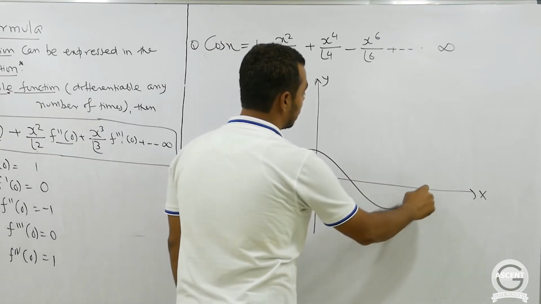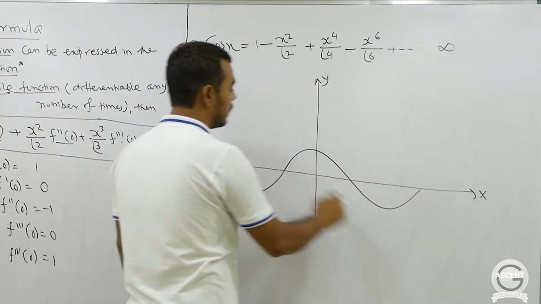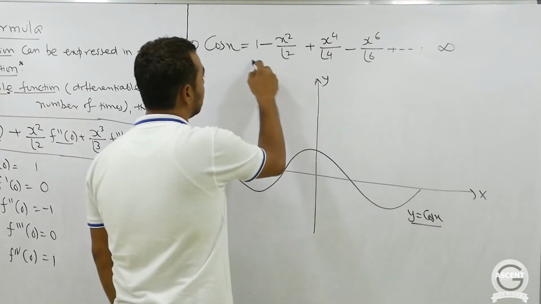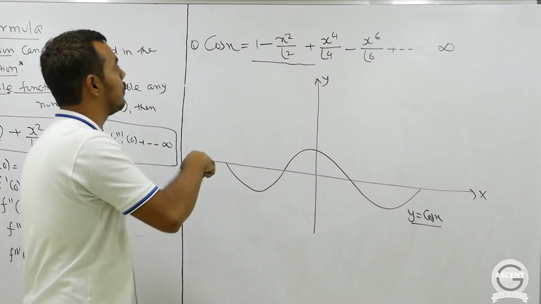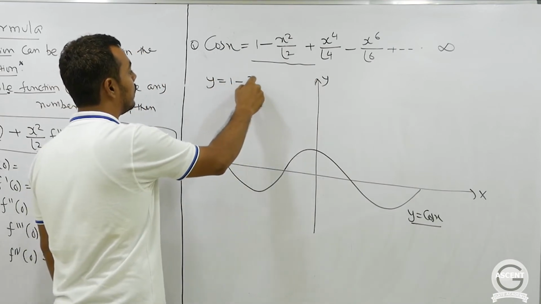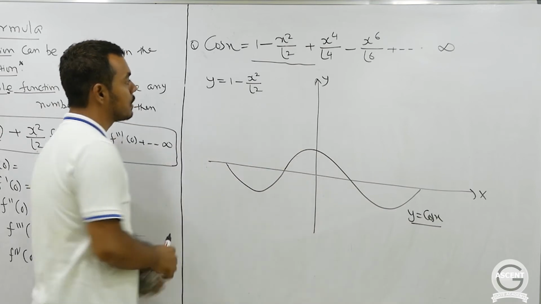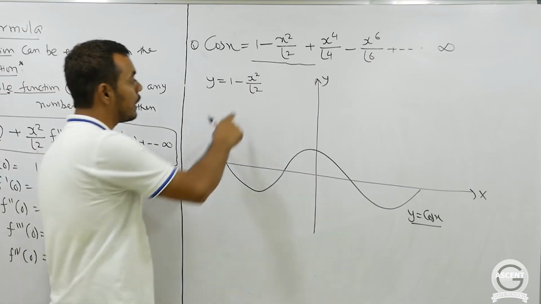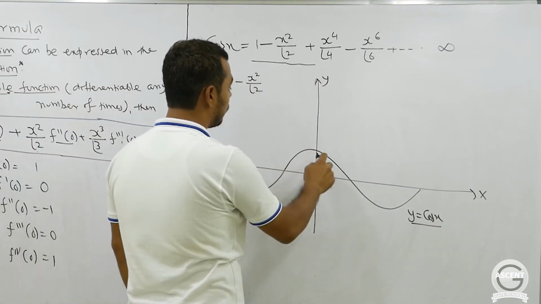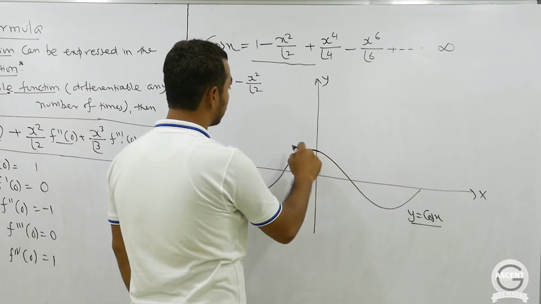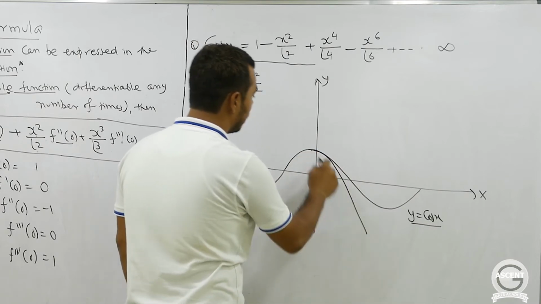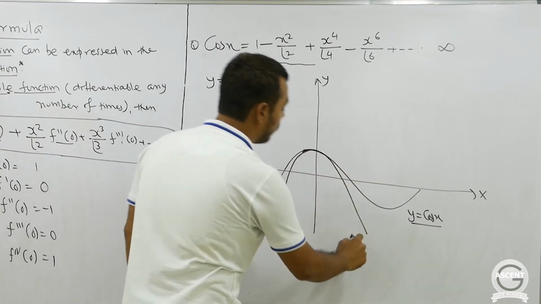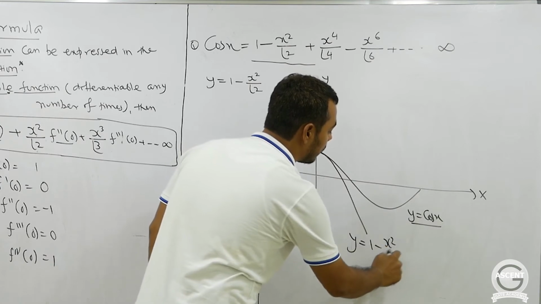The graph of cos x will be a curve symmetric to the y axis because it is an even function. Now if you take only the first two terms on the right hand side, you will get y equals 1 minus x square by 2. The graph of this function will be a downward parabola, something like this. It will start from here. This is your graph of the function y equals 1 minus x square by 2 factorial.